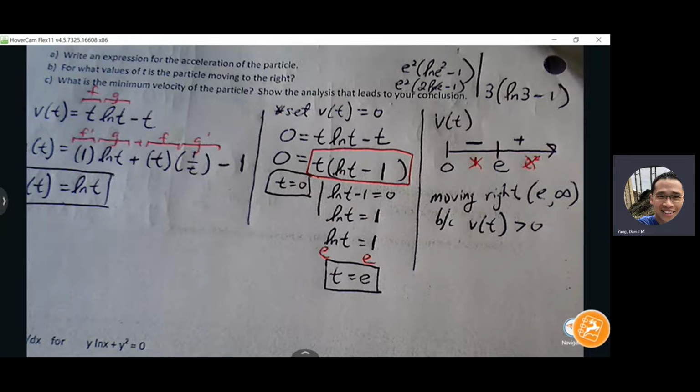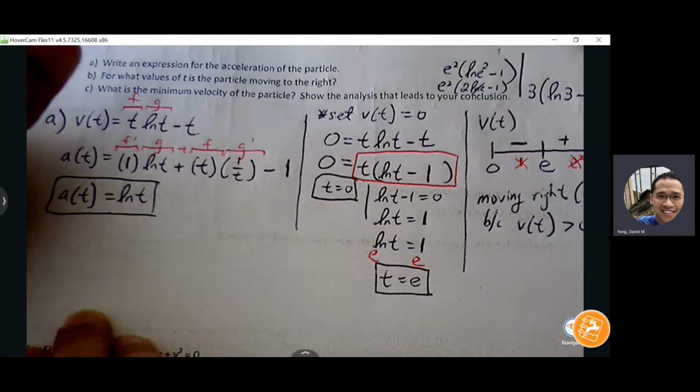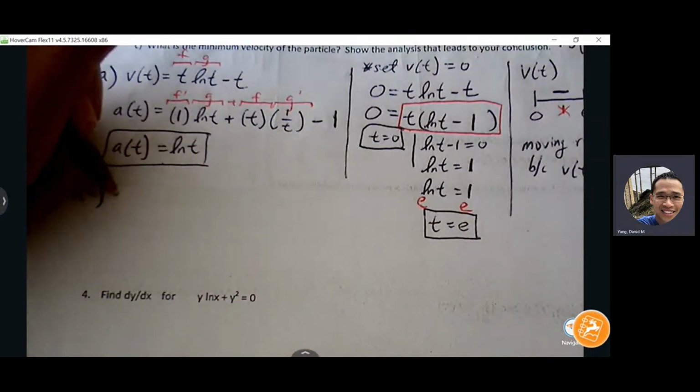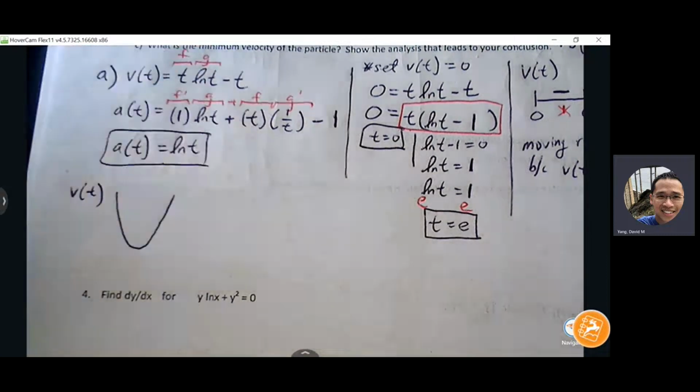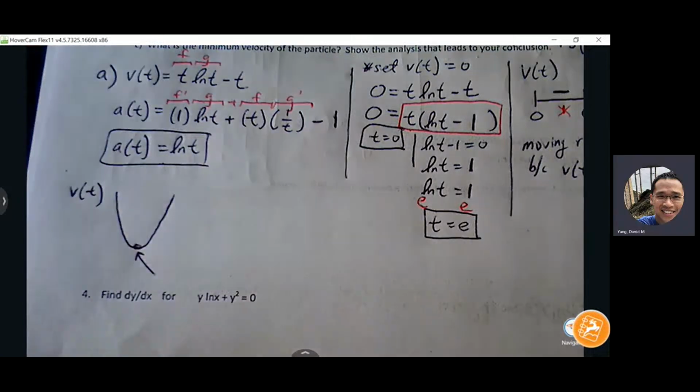Okay, part C. What is the minimum velocity of the particle? Show the analysis that leads to your conclusion. I want to give a visual connection with part C here. Minimum velocity, what would that look like? Well, let's say we're looking at the velocity graph, and let's say the velocity graph looked like this. We can tell that is the minimum, right?